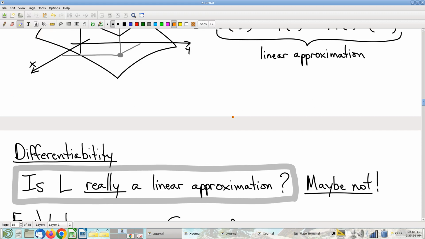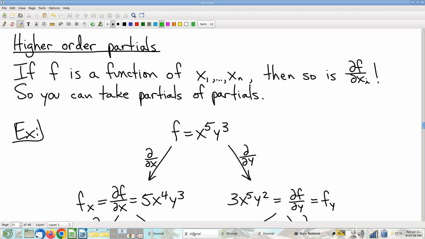All right. Okay. So I'm going to move on now. By the way, you'll notice I'm kind of bouncing around in my Math 212 notes here. That's because I'm going in order in my Math 212 notes. And so the next thing to talk about is higher order partials.